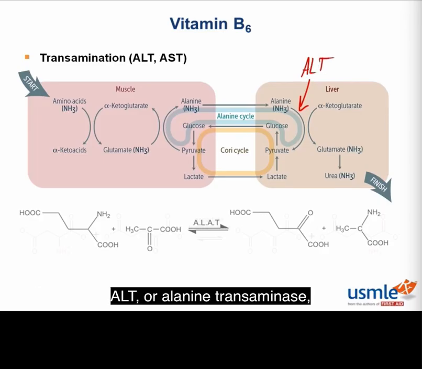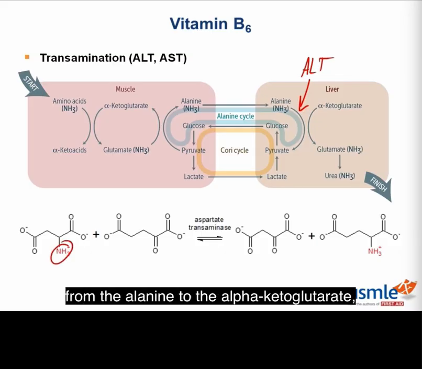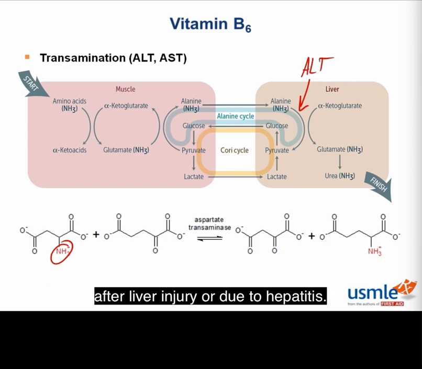ALT, or alanine transaminase, is important in the alanine cycle by transferring an amino group from the alanine to alpha-ketoglutarate, which converts the alanine into pyruvate and the alpha-ketoglutarate into glutamate. Similarly, AST, or aspartate transaminase, transfers an amino group from aspartate to alpha-ketoglutarate, which creates oxaloacetate and glutamate. Since these enzymes are both in the liver, levels of both ALT and AST in serum will be elevated after liver injury or due to hepatitis.